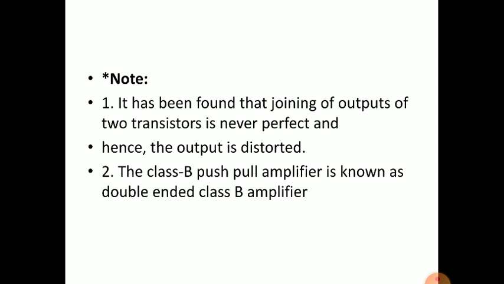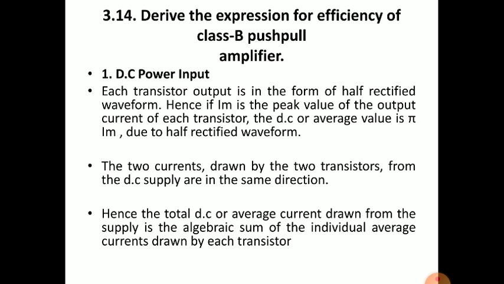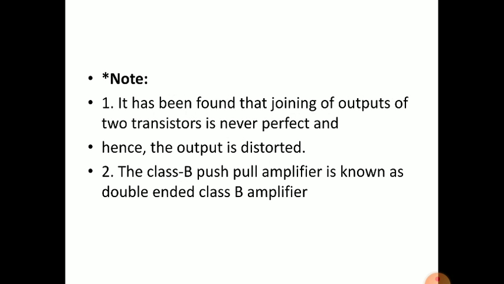It has been found that joining of outputs of two transistors is never perfect, and hence the output is distorted. The class B push-pull amplifier is known as double-ended class B amplifier. So the transistors are conducting only during the half cycles. It is only up to 180 degrees. That is, conduction angle is 180 degrees. That's why we classified based on this conduction angle.